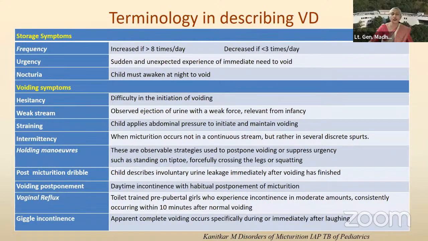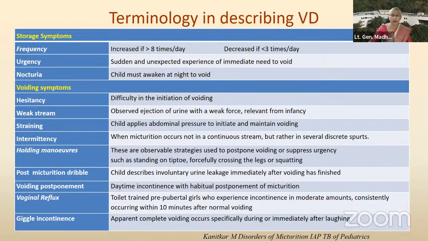I'll draw your attention to two important ones: when do you say the frequency of voiding is abnormal? It is increased if the child voids more than 8 times a day, and we say the frequency is decreased if the child voids less than 3 times a day. And the other things like urgency and nocturia, I think most textbooks would give.